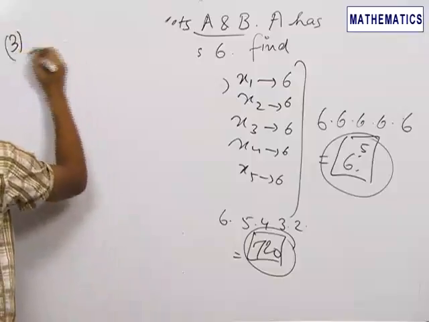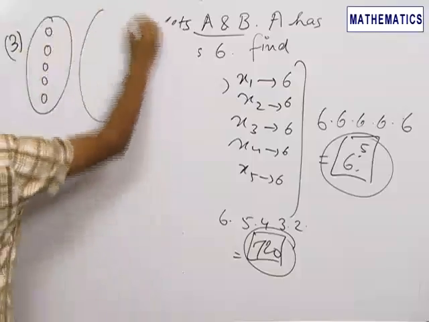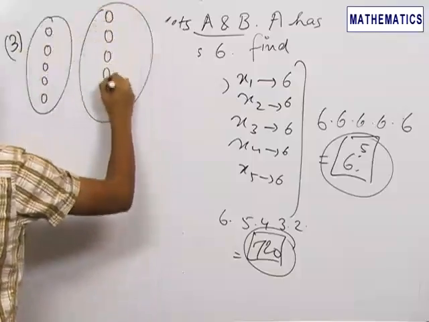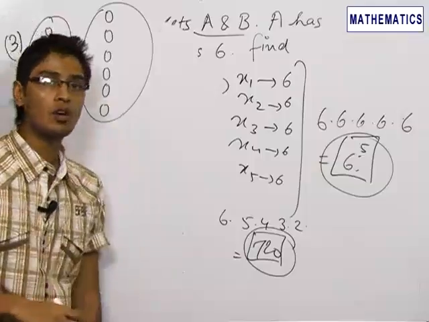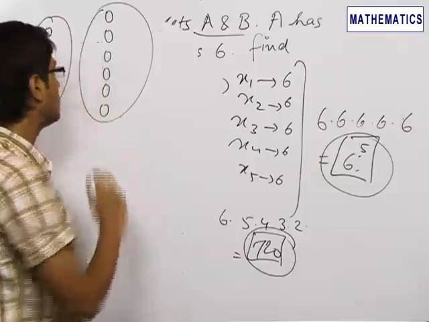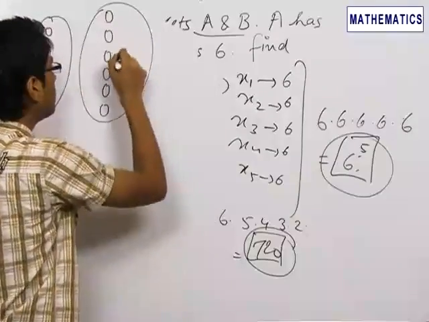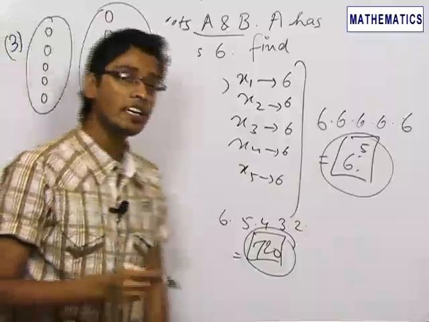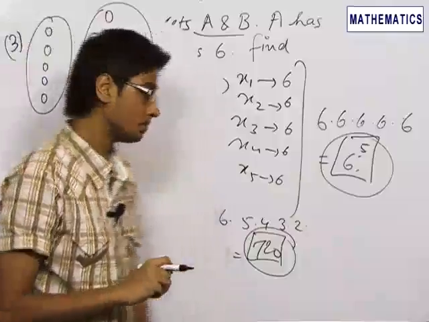Now in the third part, we need to find the number of onto mappings or the number of surjective mappings from A to B. Now onto implies that no element of set B should be empty, or each element of set B should have at least one pre-image.